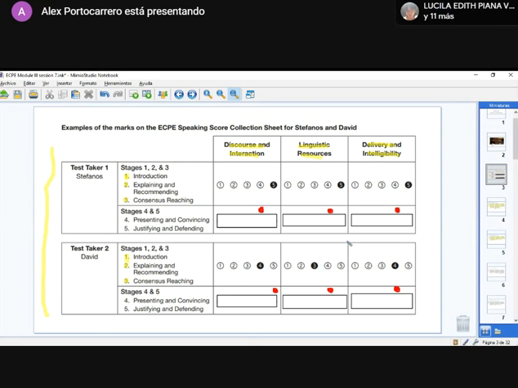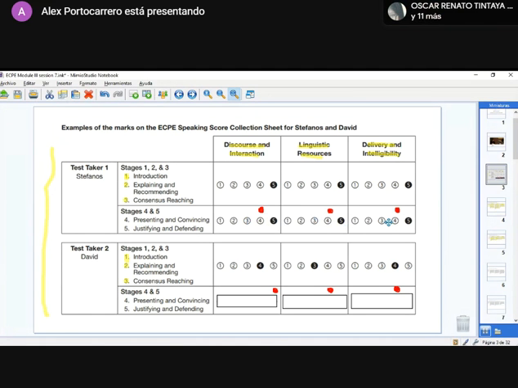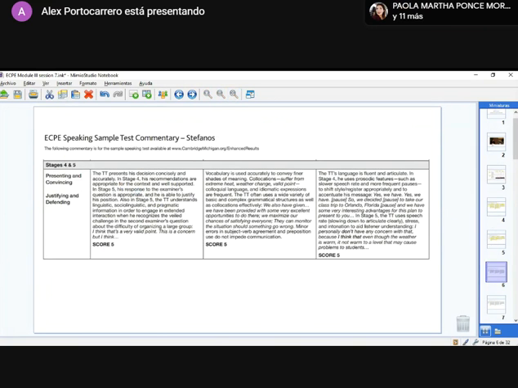So let's see how much they got, right? Stefanos got, in the discourse and interaction section, a 5. And then linguistic resources, he got a 5 as well. And when it comes to delivery and intelligibility, he also got a 5, right? But why? Well, let's look at this.